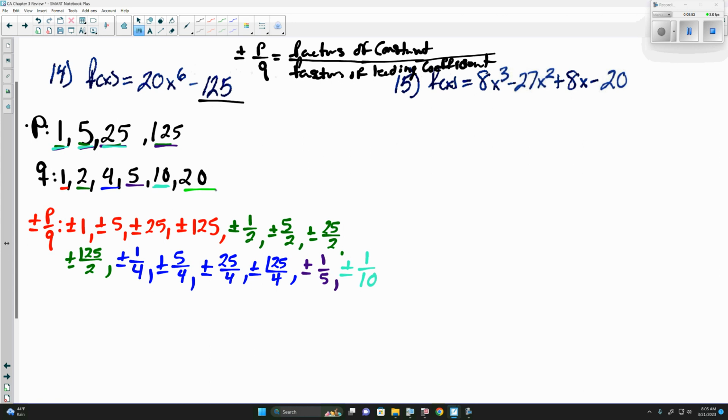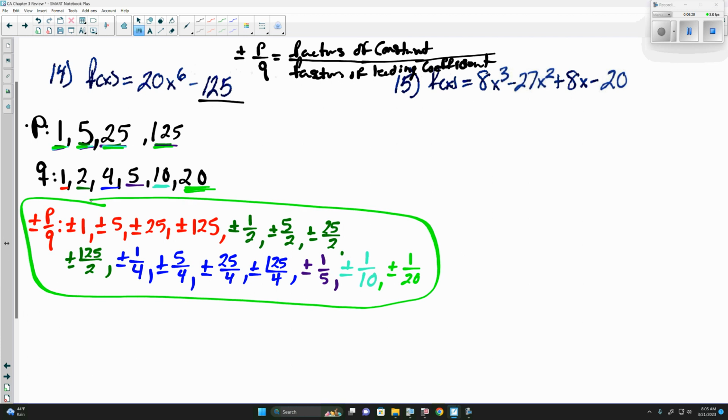And lastly, with 20, we'd have 1 over 20, plus or minus 1/20. 5 over 20 is going to reduce to 1/4. We already have it. 25 over 20 would reduce to 5/4. We have it. And 125 over 20 is going to reduce to 25/4. So these are all the possible rational zeros.